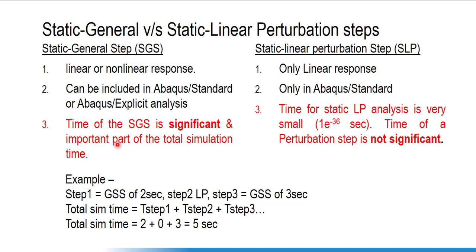The third point is very, very important here. See, the time of the general static step is significant. I will explain what significant means here, and it plays an important role in the total simulation time. On the other hand, the linear perturbation scheme takes very little time to perform analysis. Here I am talking about the step time, not the computation time. The linear perturbation scheme takes around 1 × 10⁻³⁶ seconds. It is approximately 0 seconds, or in other words you can say the time is not significant for the linear perturbation scheme.